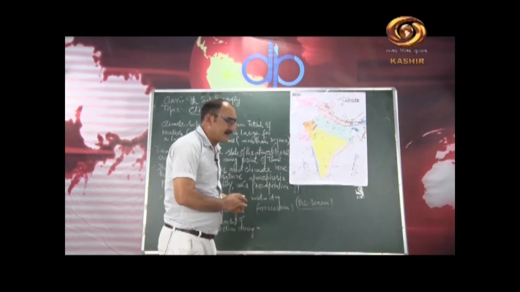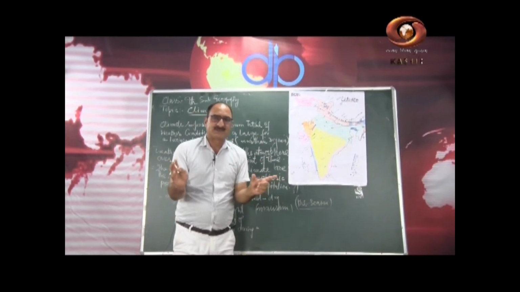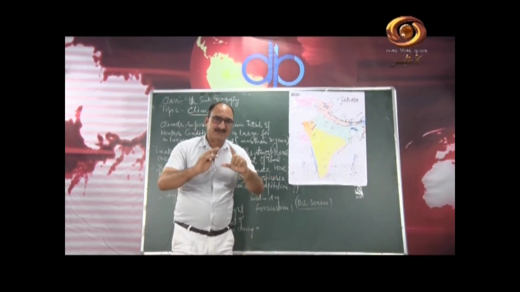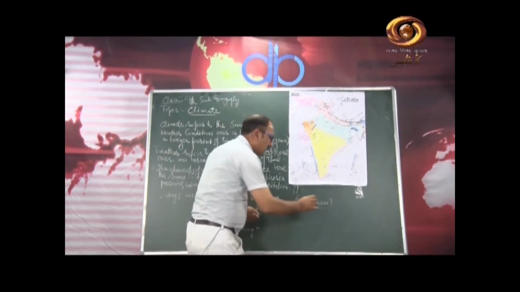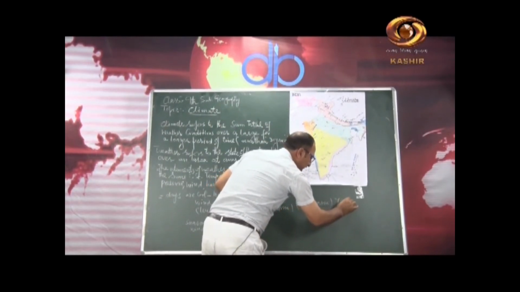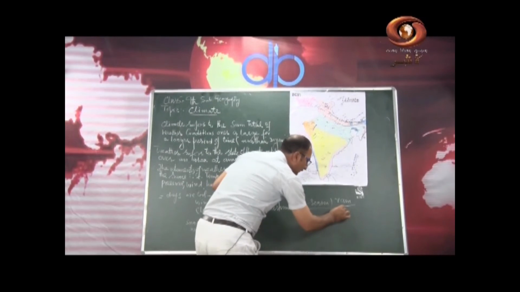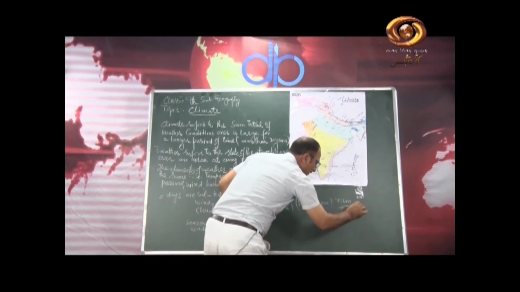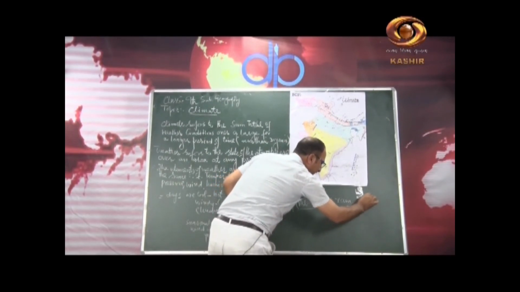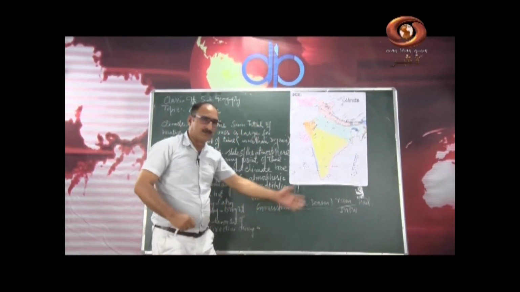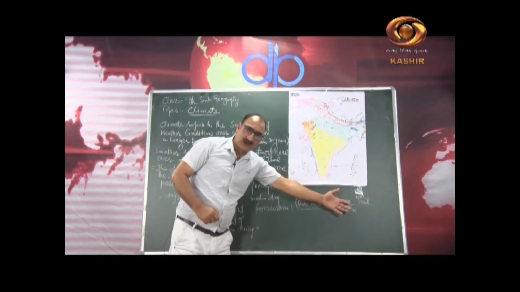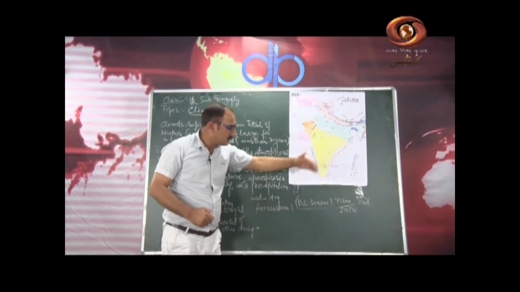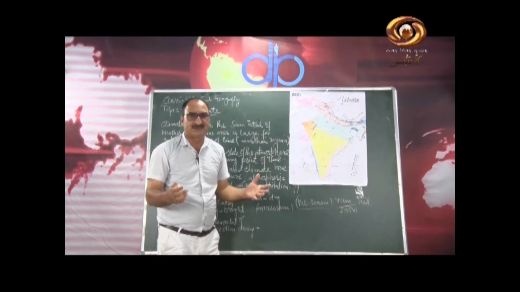Now, my dear students, I will tell you about precipitation. The forms of precipitation are rain, snow and hail. Rain, snow and hail, these are the forms of precipitation.